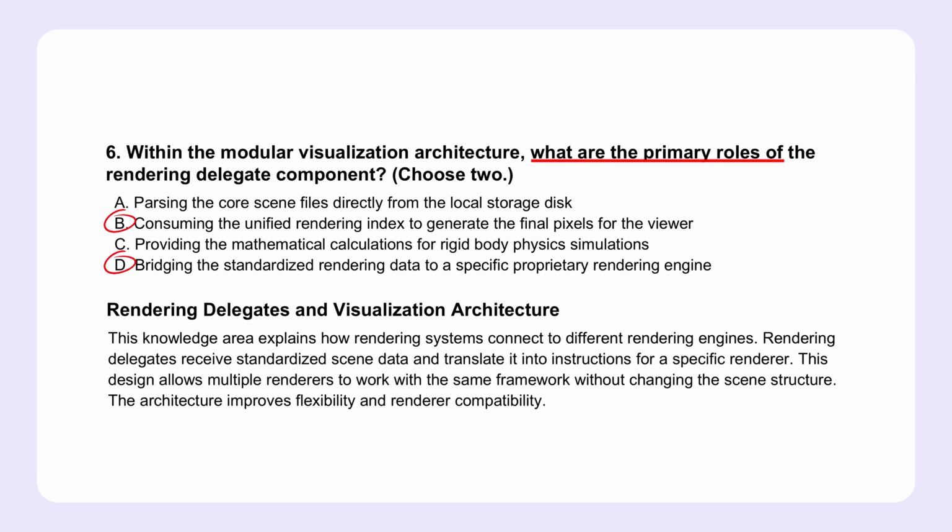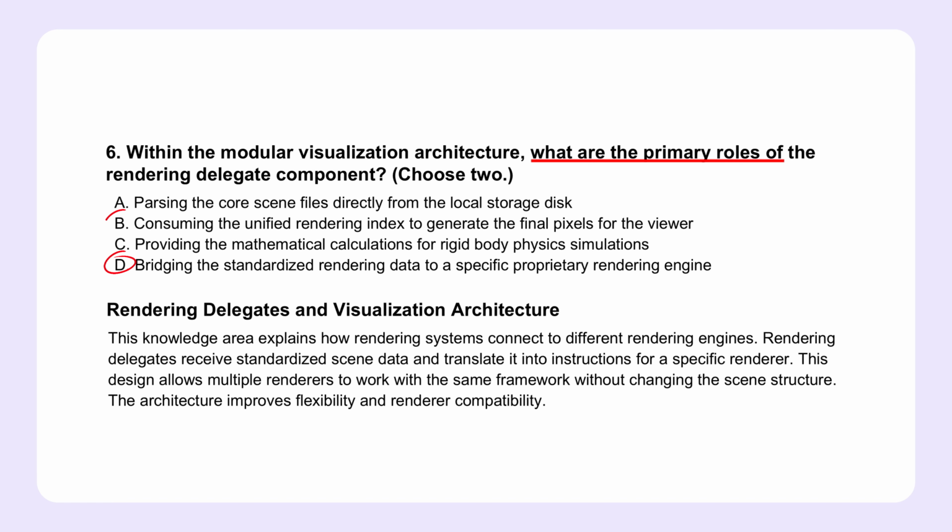Wait, let me push back on B and D for a second. If it bridges data to a proprietary rendering engine, does the rendering delegate itself actually render the image? No, and that's a crucial distinction. The delegate is purely a translator. Oh, okay. If we connect this to the bigger picture, a modern visualization architecture creates one unified index of the 3D scene. But a studio might use 3 different renderers, like a fast rasterizer for real-time viewport preview and a computationally heavy ray tracer for the final film output.